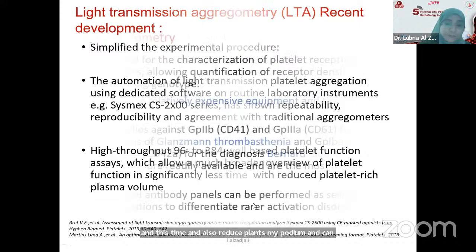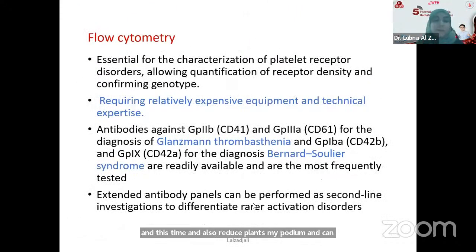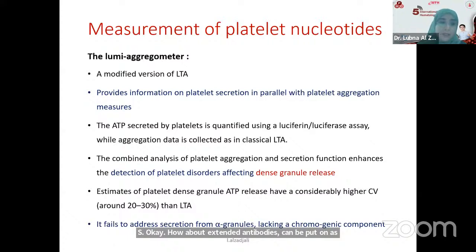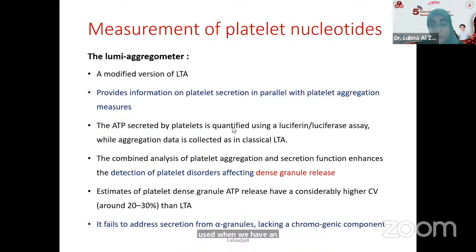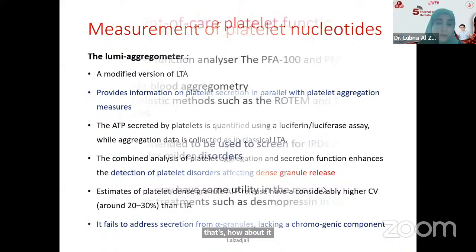and can also be good for the pediatric age group. Flow cytometry, although requiring relatively expensive equipment and technical expertise, is readily available and well established for diagnosis of Glanzmann thrombasthenia and Bernard-Soulier syndrome. However, an extended antibody scan can be performed as a second-line investigation for other inherited disorders. The lumi-aggregometer is a measurement of platelet nucleotide. It's mainly used when we have an issue and cannot make a diagnosis, especially dense granule defects that can be missed by light transmission aggregometry. However, it fails to address secretion of alpha granules, lacking chromogenic components.